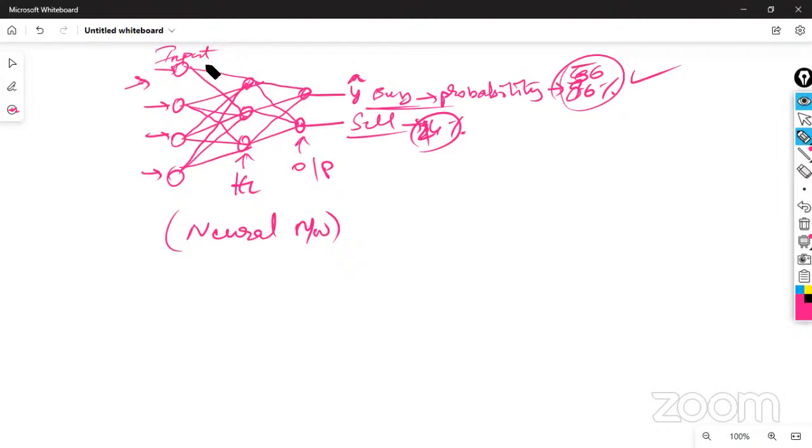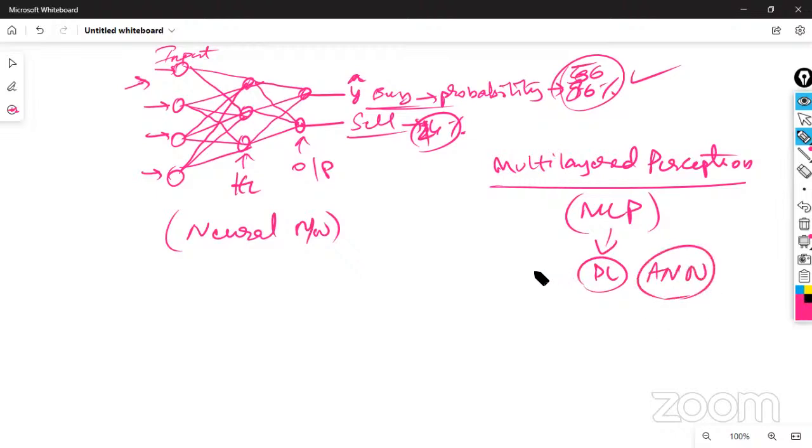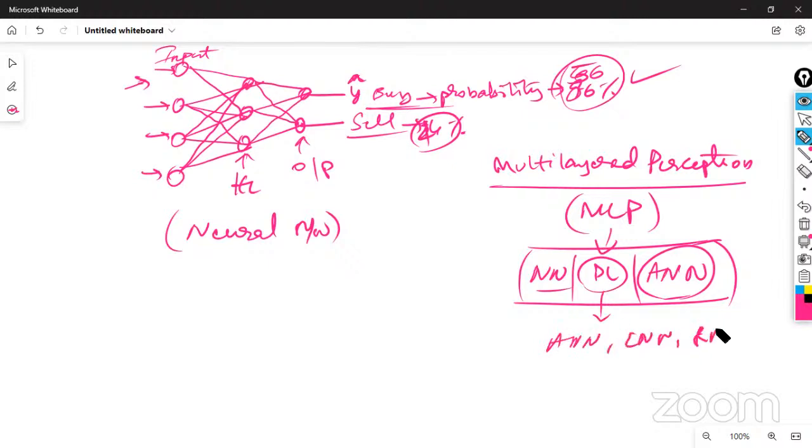So we use multi-layered perceptron. We call it as MLP. We also call this deep learning, that is artificial neural network concept. We also call it neural network. So there are different names. You can call that ANN, deep learning, neural network. Deep learning can have ANN, CNN, and RNN.